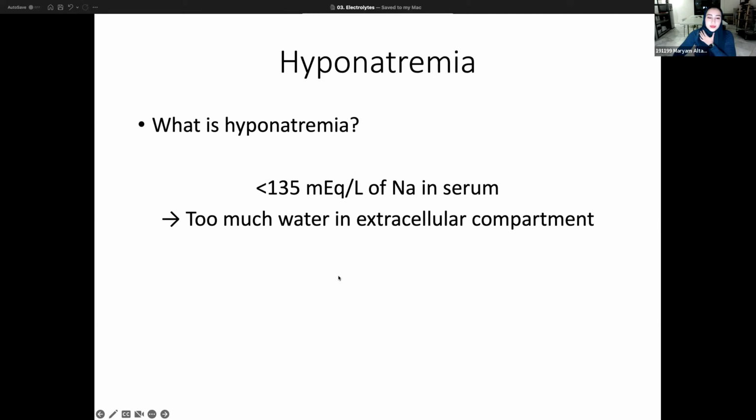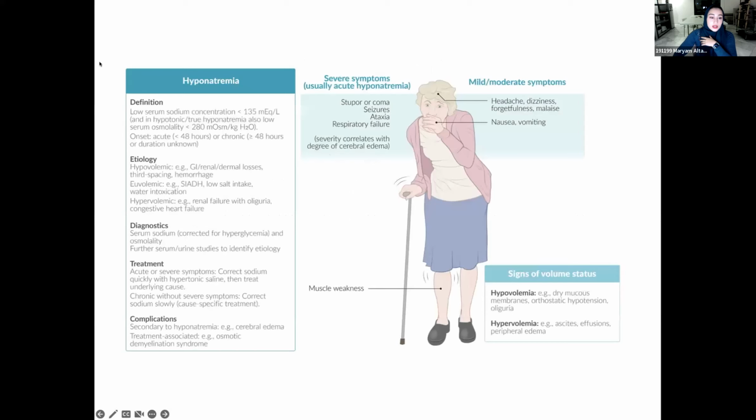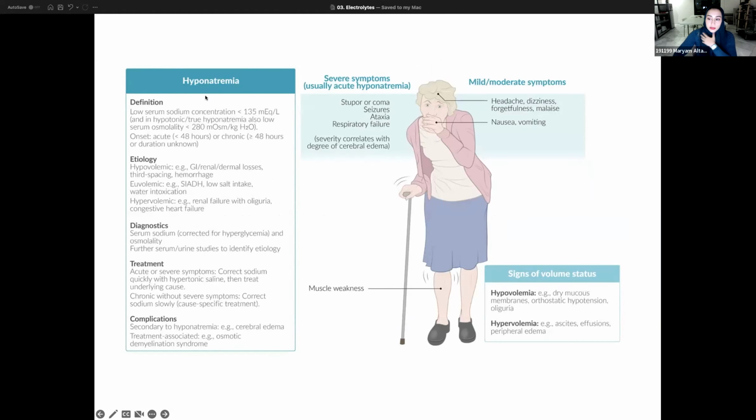Anyway, so hyponatremia, low sodium presence in blood. This image is from Imbalance, by the way, to show you generally what hyponatremia means. What I want you to see specifically are these severe symptoms that usually happen in acute hyponatremia. So there's stupor or coma, seizures, ataxia, respiratory failure. And remember, all these things are correlated with the degree of cerebral edema.